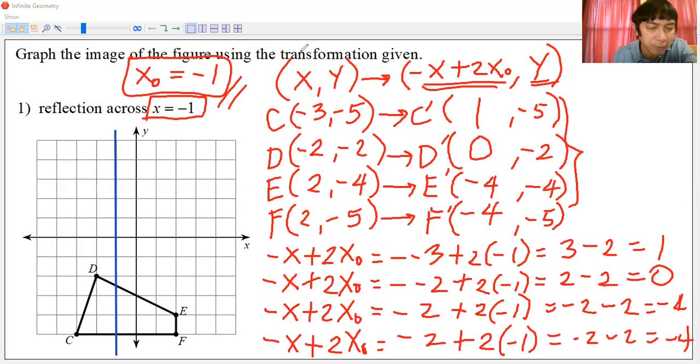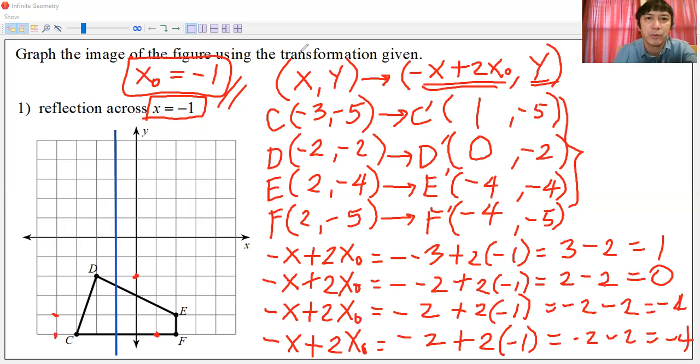So 1, -5. So where is 1, -5? 1, -5 is down here. Okay. And then that's for the C prime. For the D prime, we have 0, -2. So 0, -2 is over here. And then -4 for E prime. So where is that? -4 is over here. All right, and then -4, -5. -4, -5 is down here.